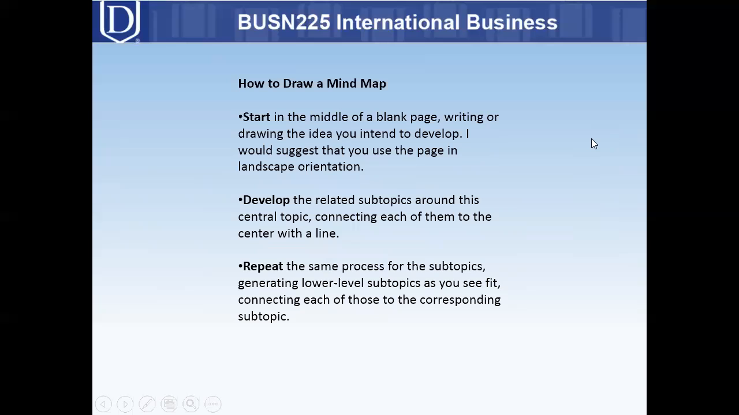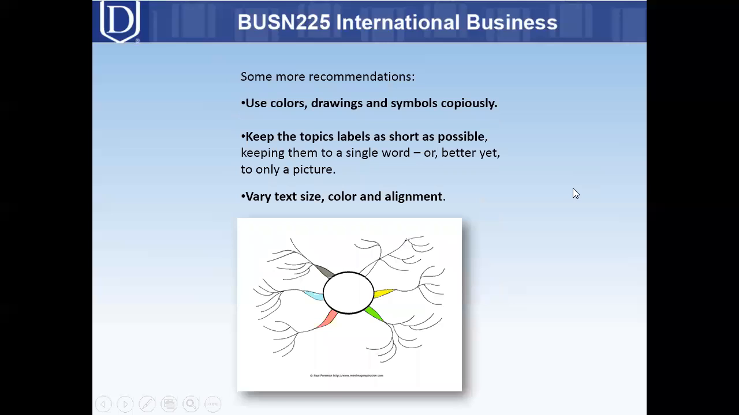How to draw a mind map. Start in the middle of a blank page, writing or drawing the idea you intend to develop. I would suggest that you use the page in landscape orientation. That's horizontal. Develop the related subtopics around this central topic, connecting each of them to the center with a line. Repeat the same process for the subtopics, generating lower level subtopics as you see fit, connecting each of those to the corresponding subtopic. Okay, so let's just start going through it.